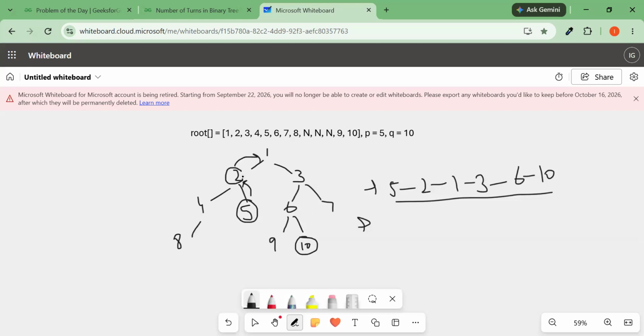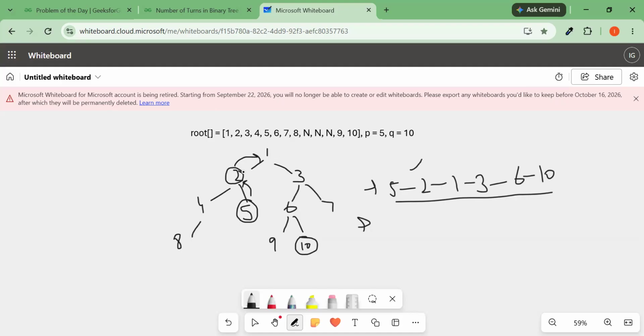So it means there is a turn at 2, right? Try to consider standing at node 2 and see from where the value is coming and where I'm sending that value. It is coming from the right and sending to the left. So it means there is one turn at 2.